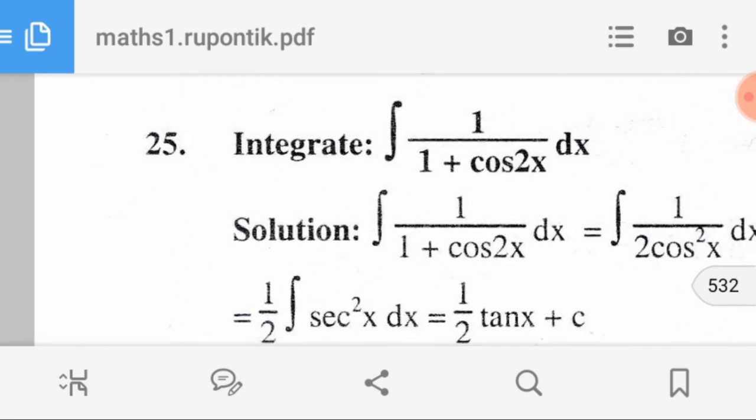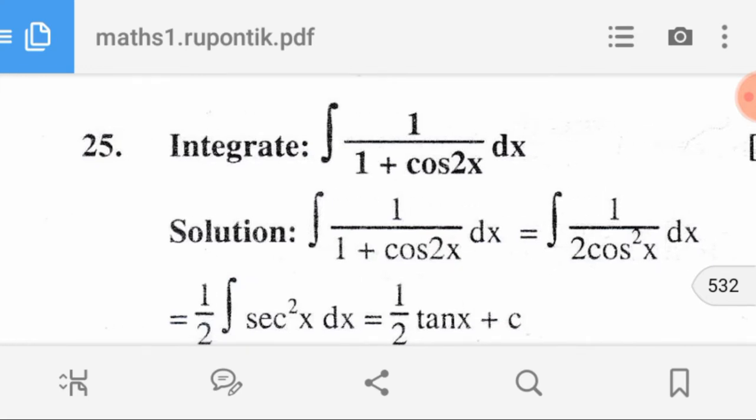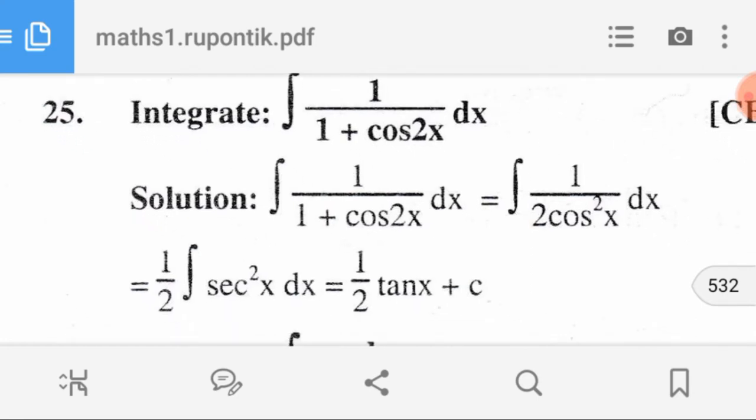Here, problem number 25, integration of 1 divided by (1 plus cos 2x) dx. Here 1 plus cos 2x is a trigonometric formula, and it can be written as 2 cos square x, and 1 by 2 is a constant, so we put it outside of the integration sign, and 1 by cos square x can be written as sec square x. Again, we know that the integration of sec square x dx is equal to tan x. So we have written here half tan x plus c.